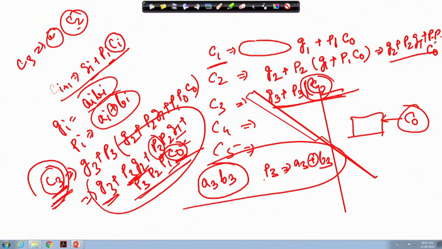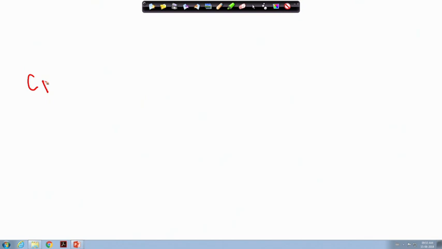What are we doing here? We are increasing the number of levels. For C3 I am getting P3, P2, P1, C0, so the level again increases. Here I need 1, 2, 3, 4 inputs for the OR operation, and then 3 AND operations for this particular thing. That means, if I increase this to C8, okay.